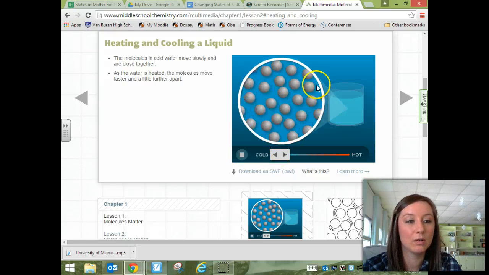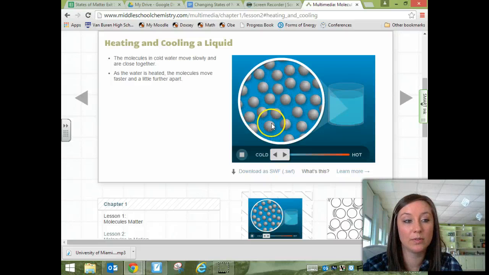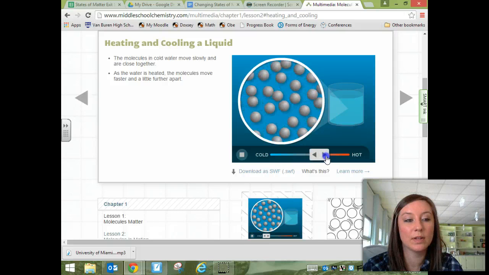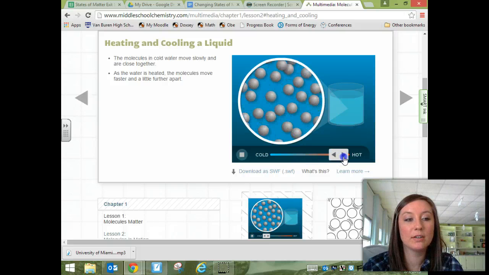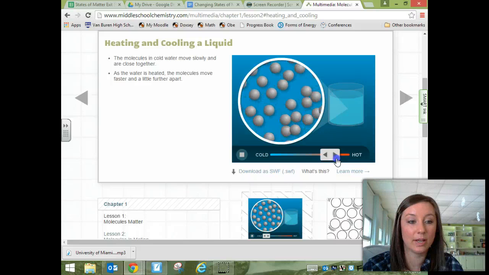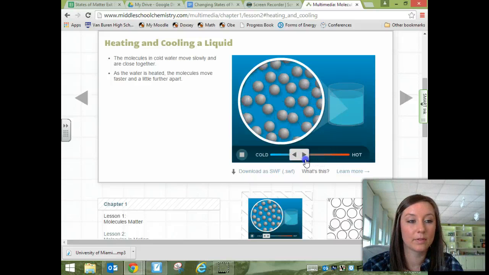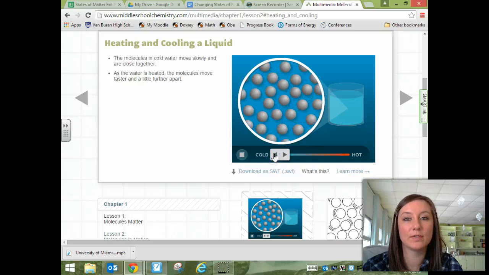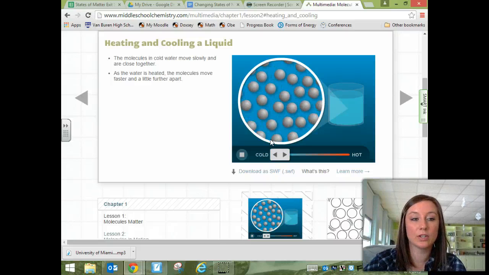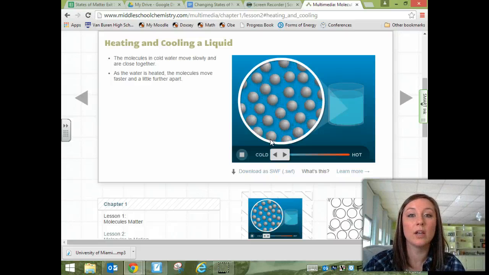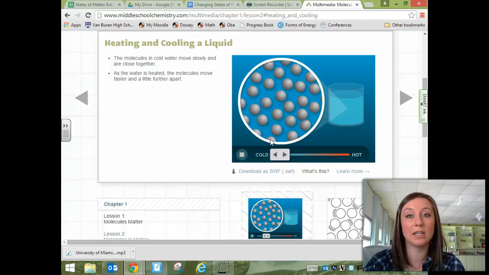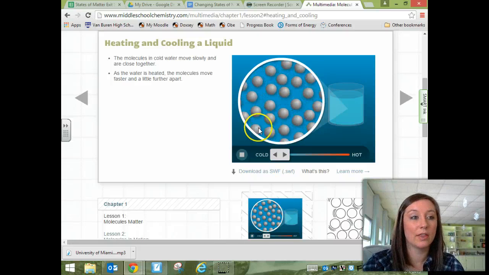So if you see, okay, this is how quickly the particles are moving when it's cold. And then if we heat it up, you can see that they're starting to move faster. But they're still not moving fast enough yet to turn into a gas. Or when we decrease the amount of thermal energy, they move slower, but still they're not in those fixed positions to be a solid. So I just want you to be aware that these particles can move faster or slower depending on how warm or cold it is. So what causes the change of state, or what causes the particles to change their speed, is increasing or decreasing that thermal energy.